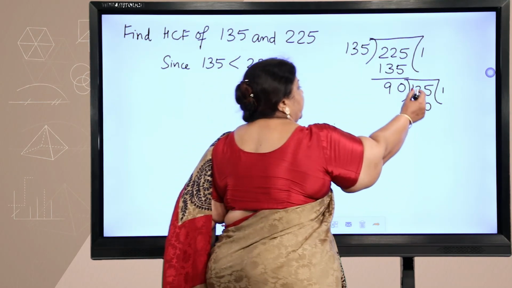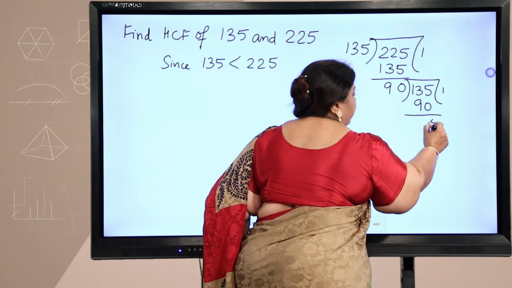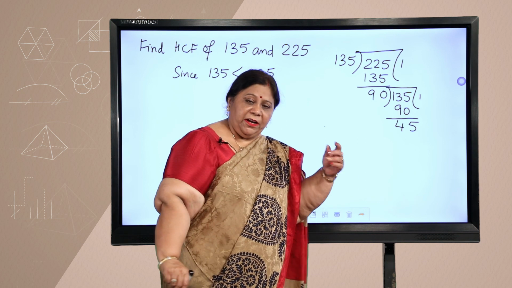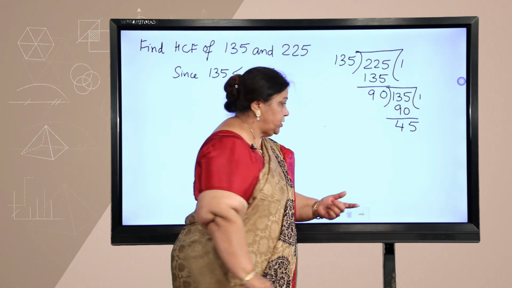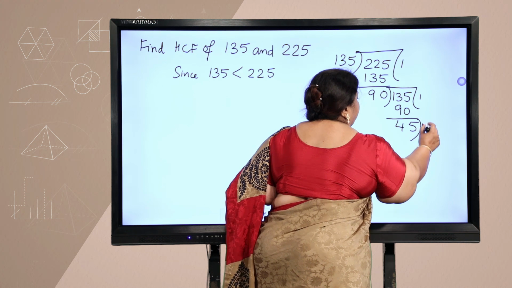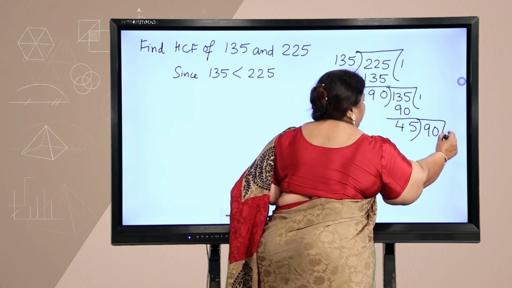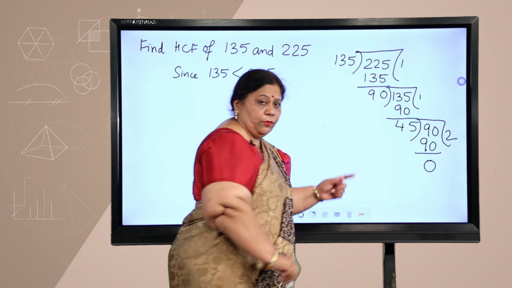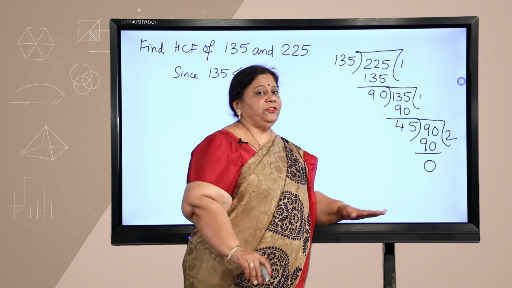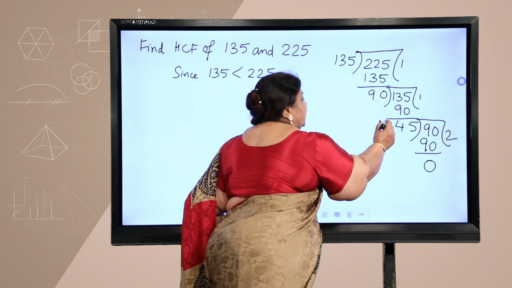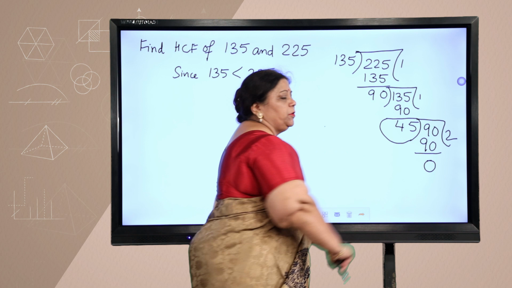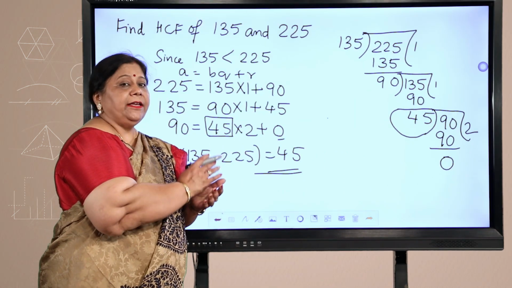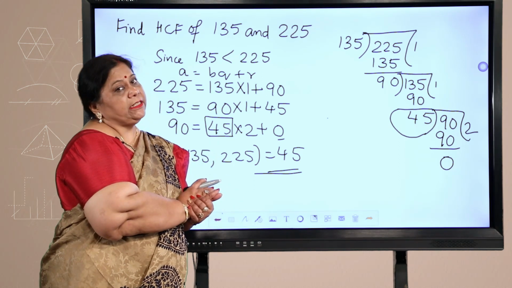We will again take 135 and divide it and we get 45 as the remainder. Because the remainder is not 0, again we will continue the process and we will divide 90 with 45. And what do we notice? Yes, now we get the remainder as 0. As we get 0, the division stops here and the last divisor, that means the divisor at this stage becomes the highest common factor.